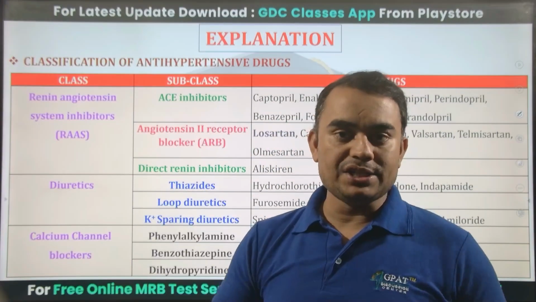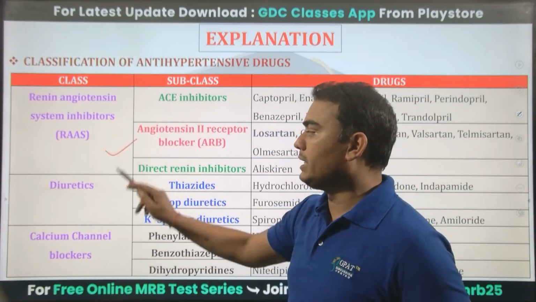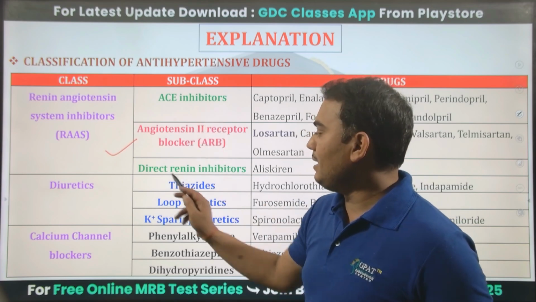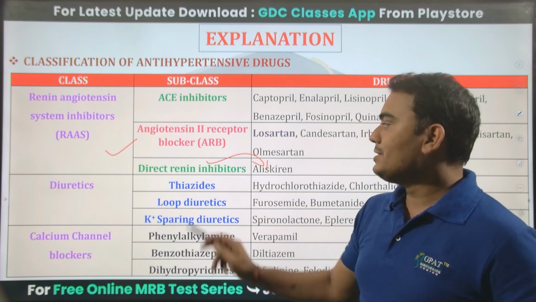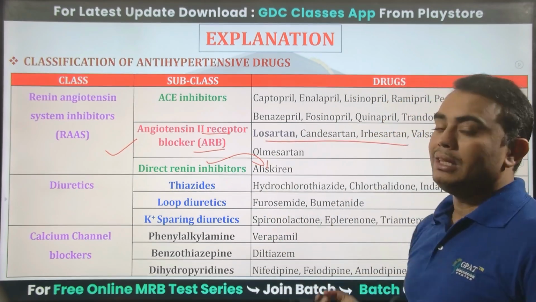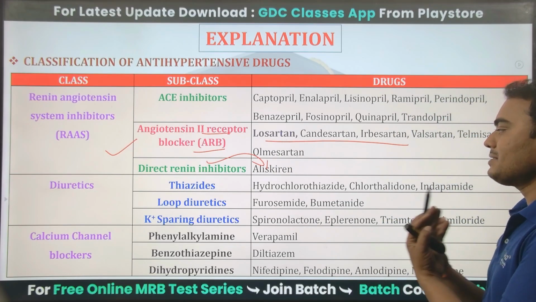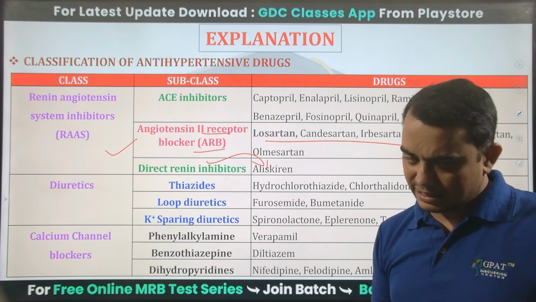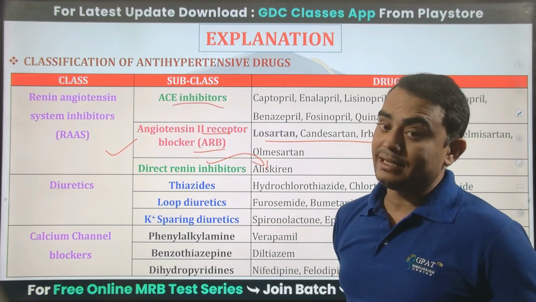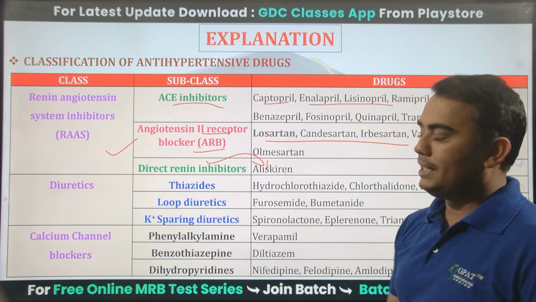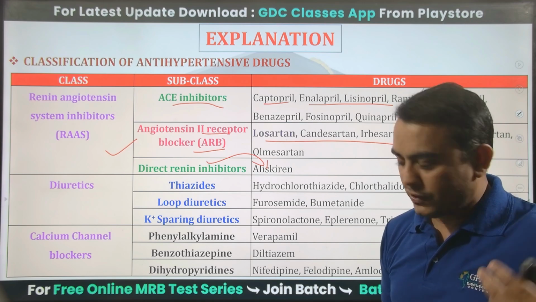Remember the classification. First we have the drugs acting on the RAAS system. Direct renin inhibitor, that is aliskiren. Angiotensin 2 receptor blockers, all the sartan class drugs: losartan, valsartan, candesartan, irbesartan, telmisartan, olmesartan. When we have the ACE inhibitors, that is the PRIL class: captopril, enalapril, lisinopril, ramipril, perindopril, fosinopril.